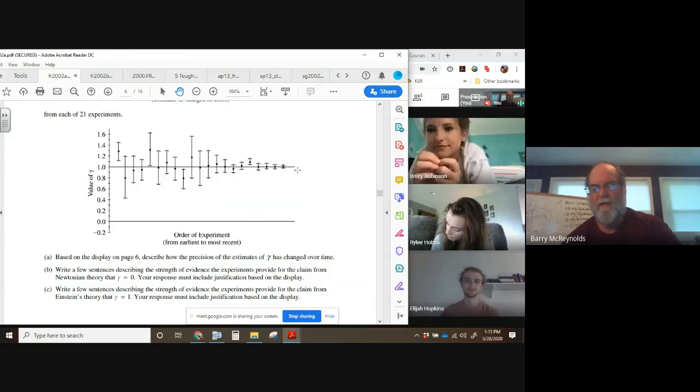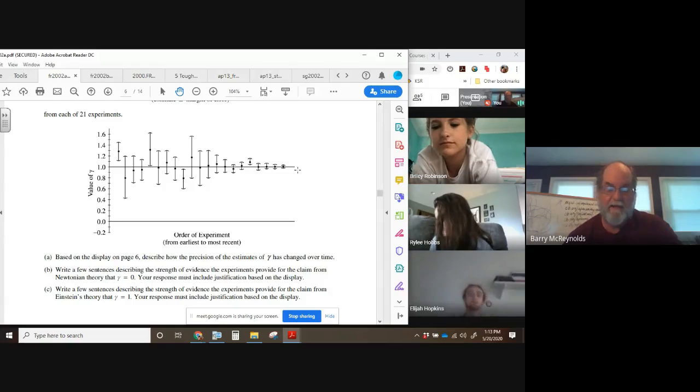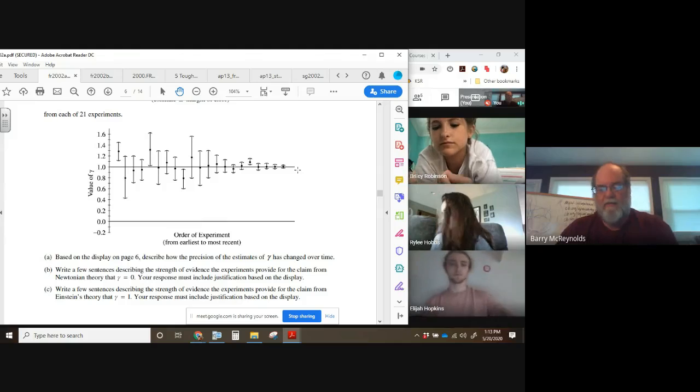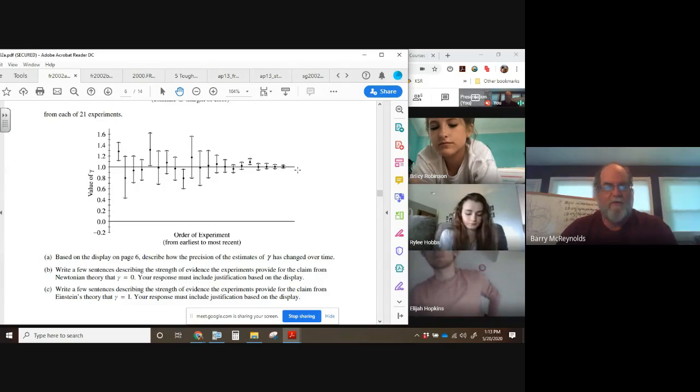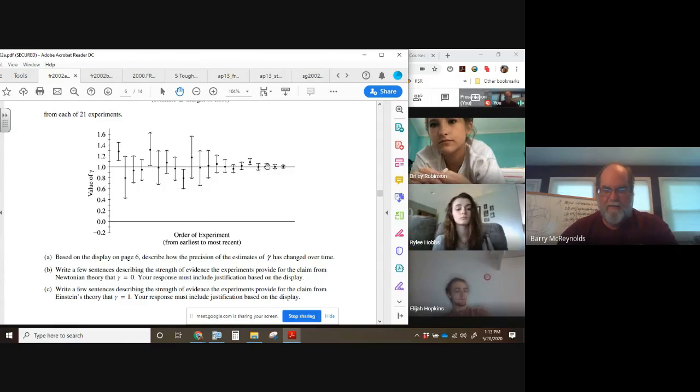So any of those flavors of answer get you full credit. This answer, part A, is one really well-crafted sentence or two sentences, which will be more than sufficient. But again, it's pretty obvious that the estimates get more and more precise over time.